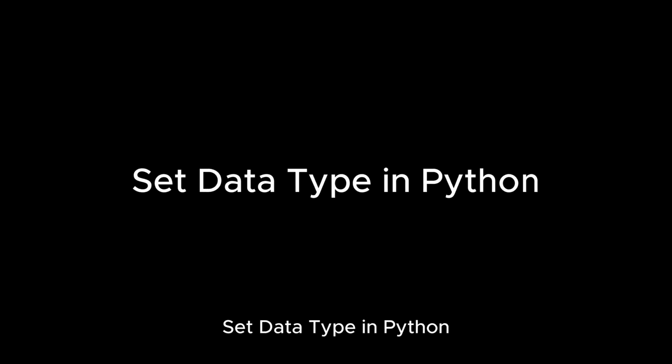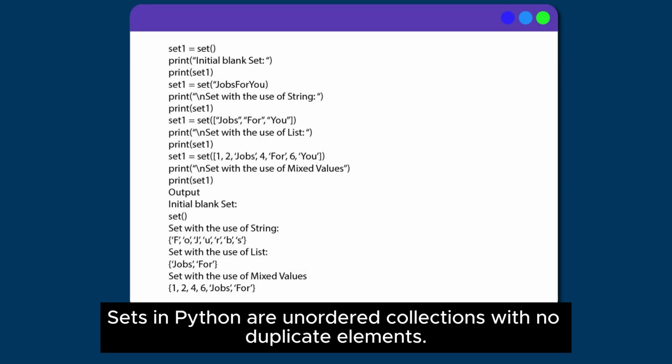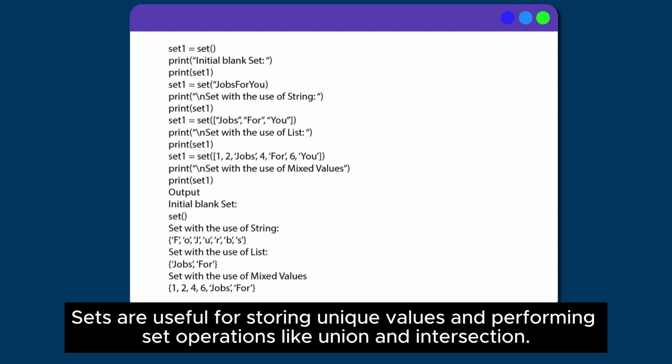Set data type in Python. Sets in Python are unordered collections with no duplicate elements. Sets are useful for storing unique values and performing set operations like union and intersection.